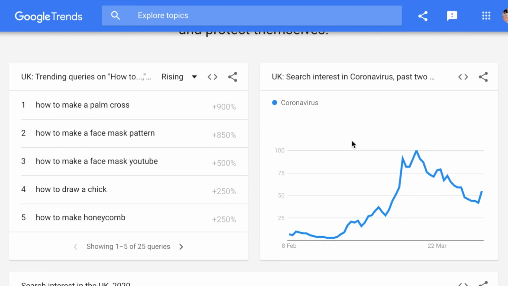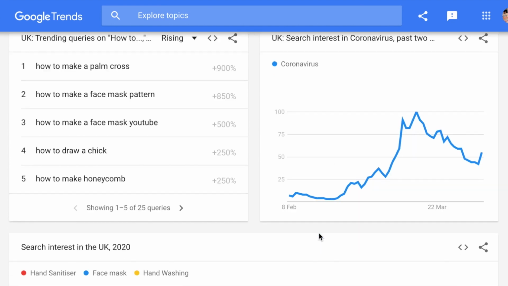And also you find out other trends, like how to make different things. Now that Easter is coming, there are a lot of how-tos about palm cross, how to make masks, how to make a face mask, how to draw a chick. This is again related to Easter. And here are the overall trends about coronavirus in the UK.